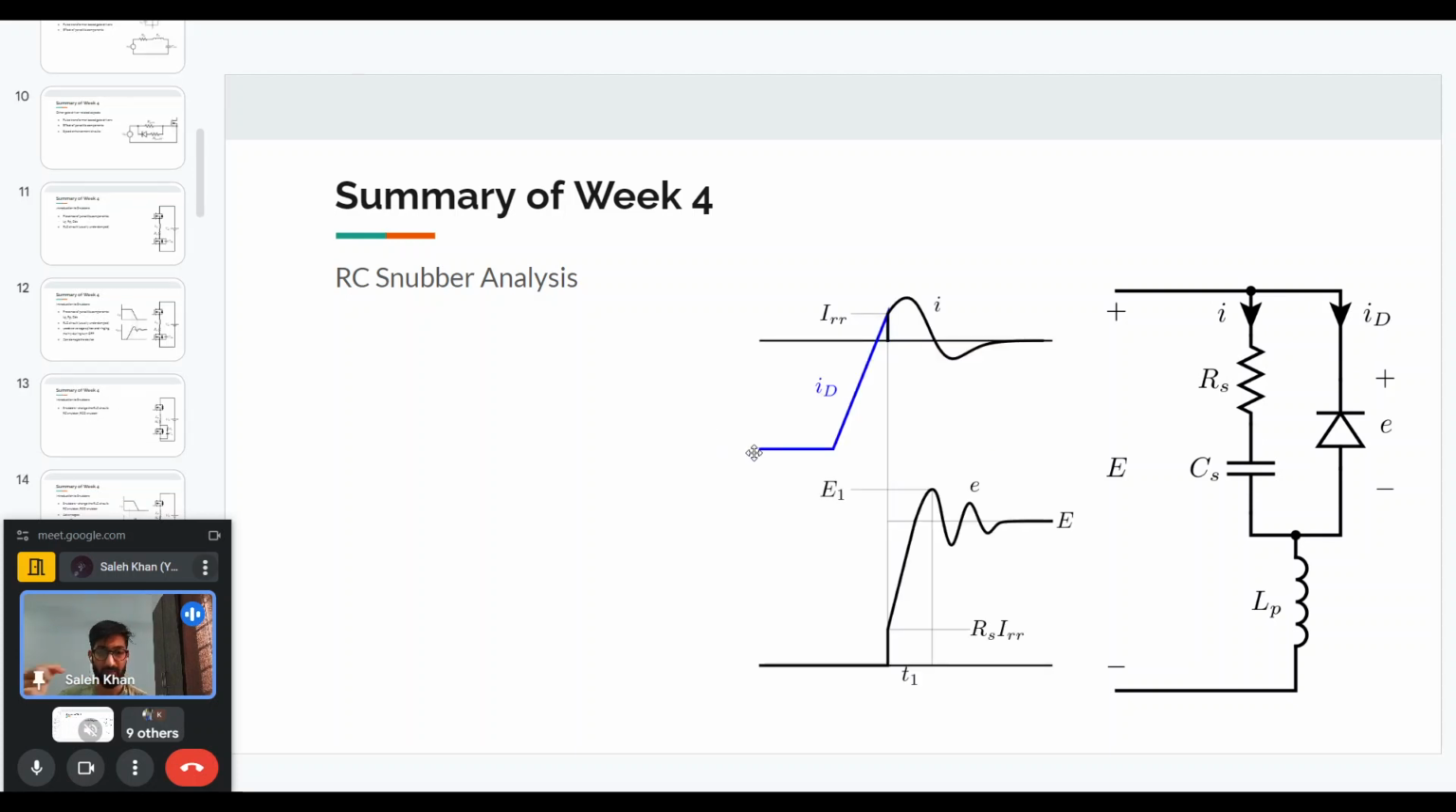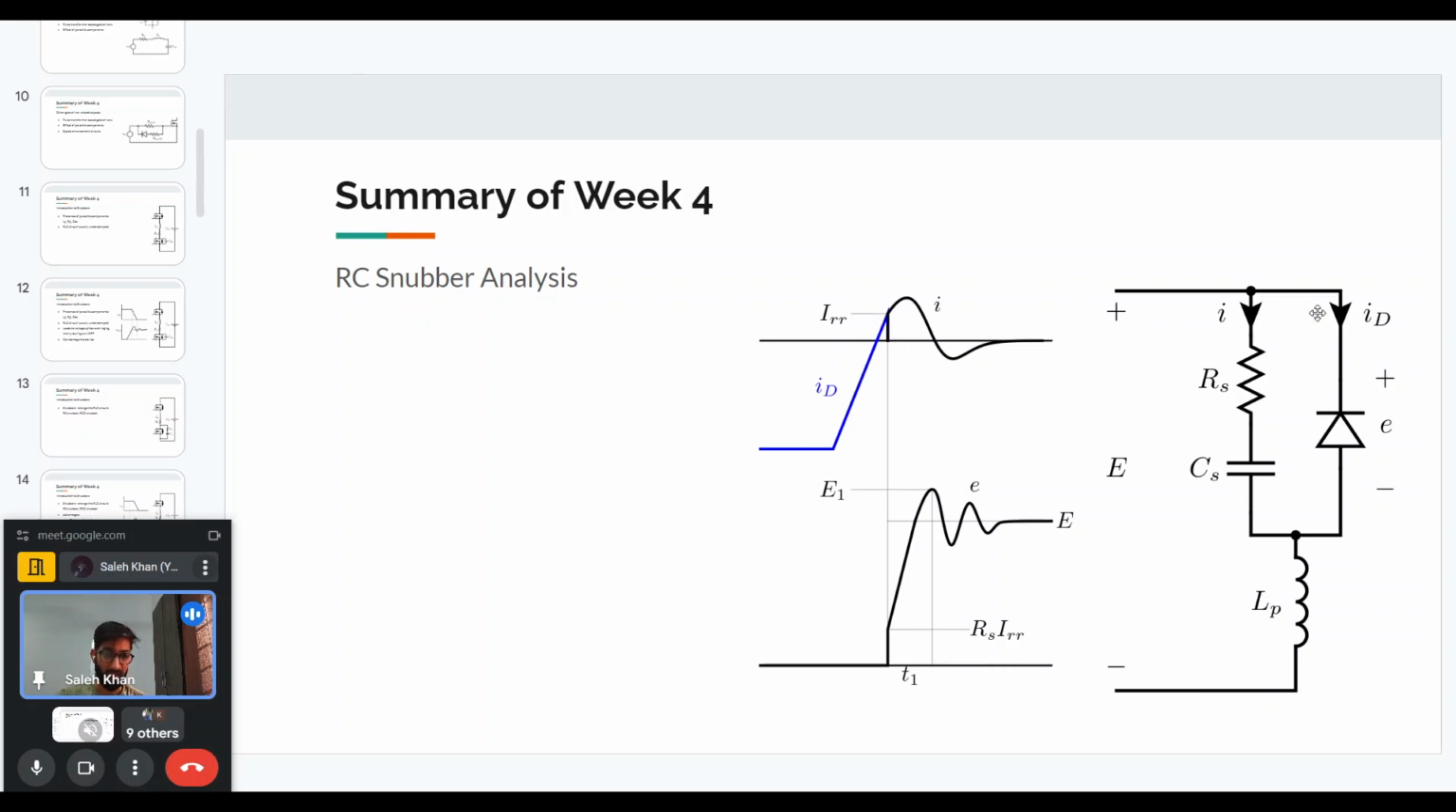So what happens is that as the device turns off, the current through the device reduces, and then it will change direction and it will reach a reverse recovery peak. As you see, the direction of the current is taken as opposite to the device current, and once the device gets turned off, it will start blocking the voltage, and then the current will actually transfer to the snubber.